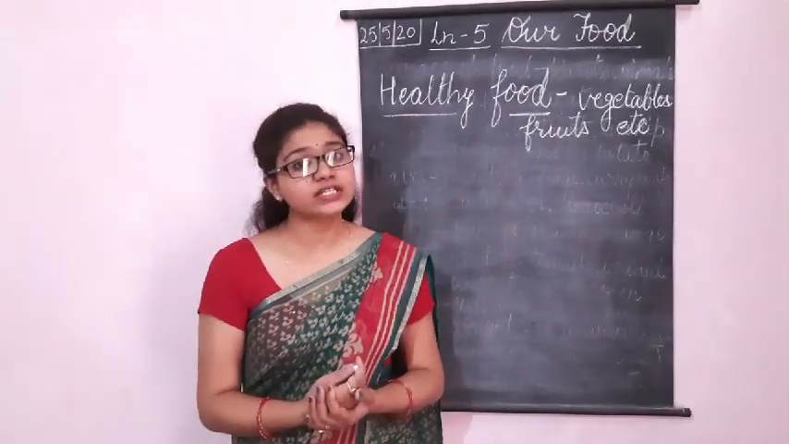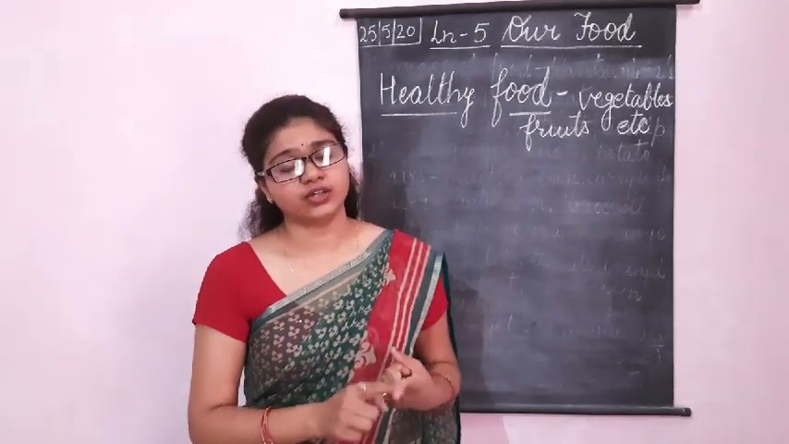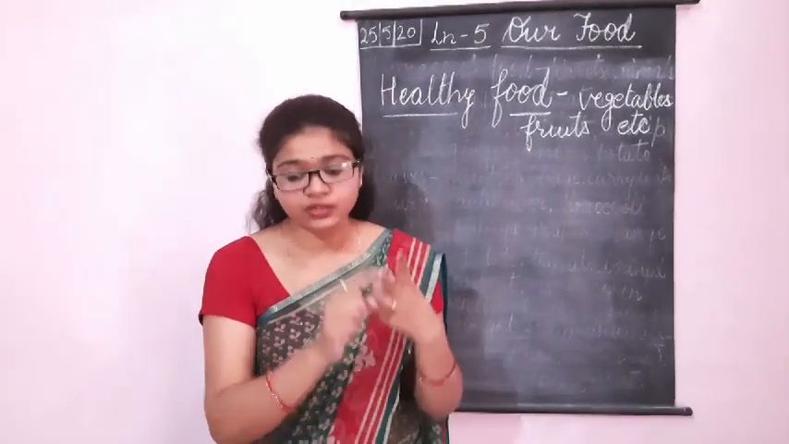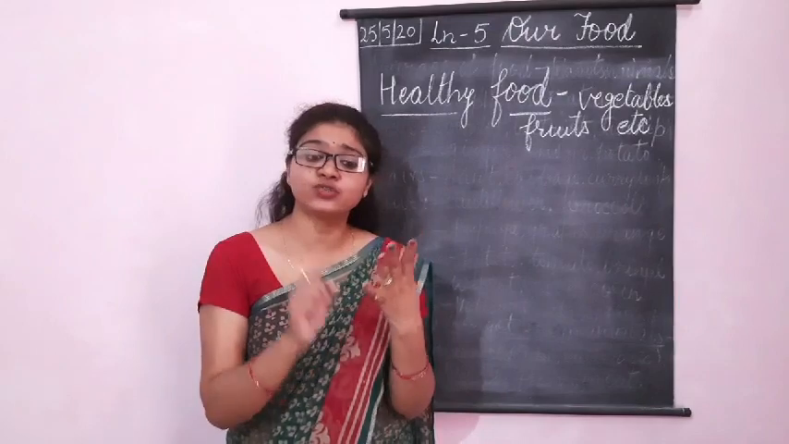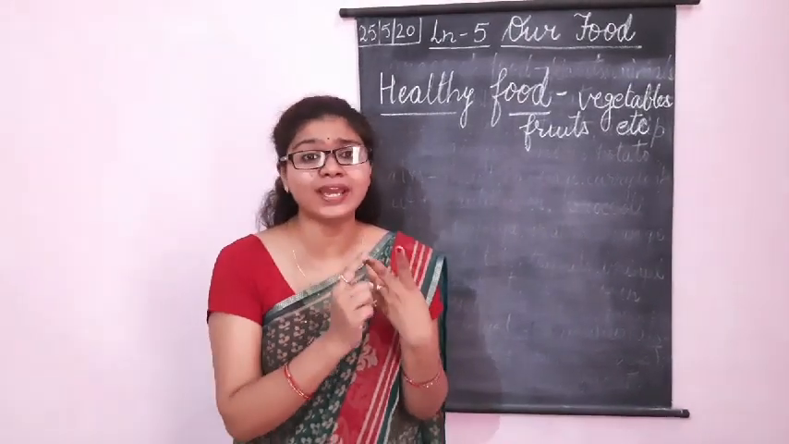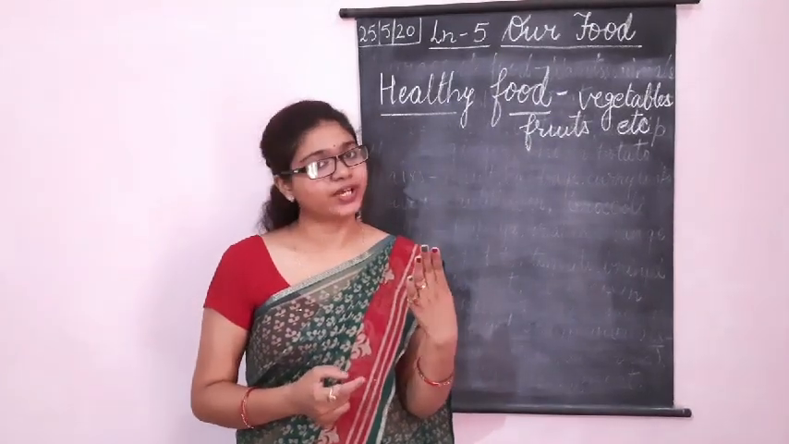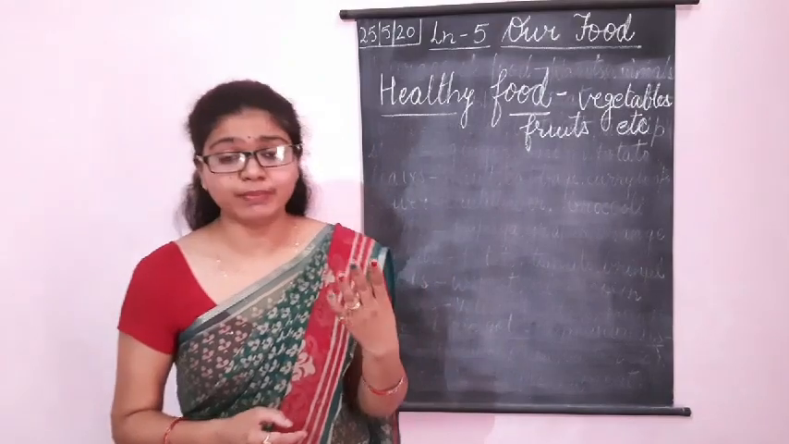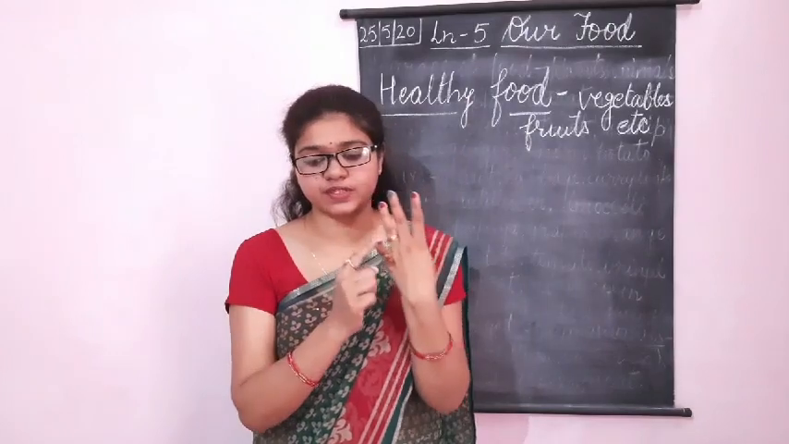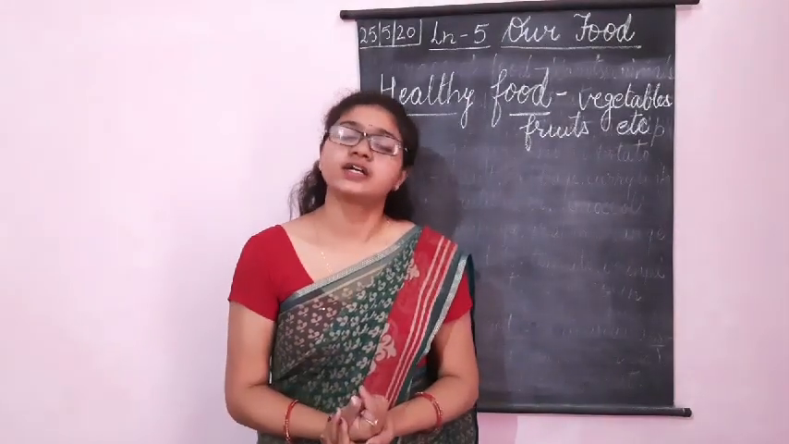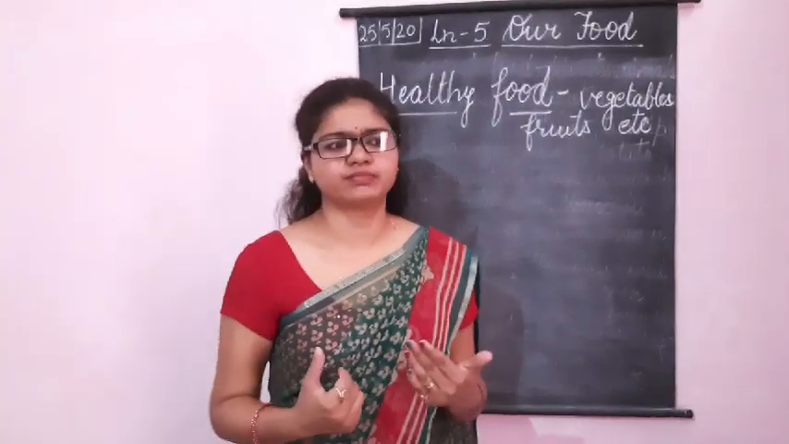And on the other hand, what is unhealthy? Eating food that is too salty, too sweet, oily, spicy. These are unhealthy food. If you are eating too much sugar, too much salt, too much oil, too much spice, that is unhealthy food. Okay? Unhealthy food, for example, sweets, burger, pizza, chips, cold drink. These are unhealthy food.